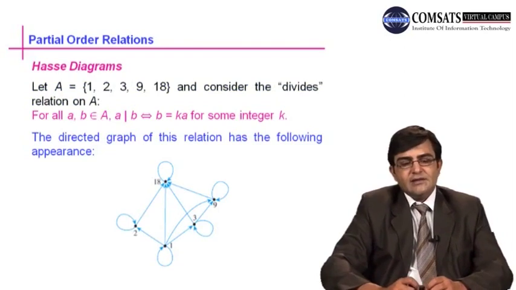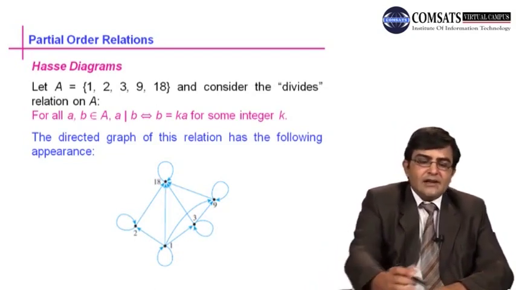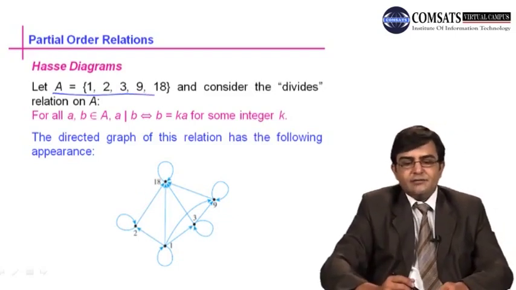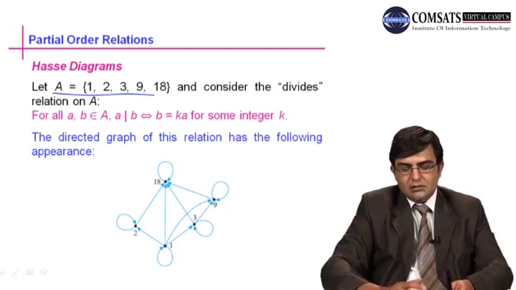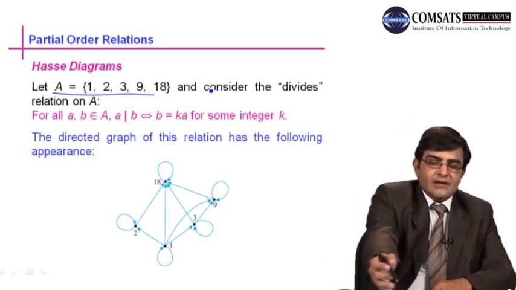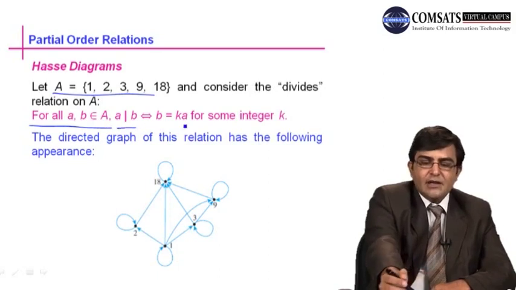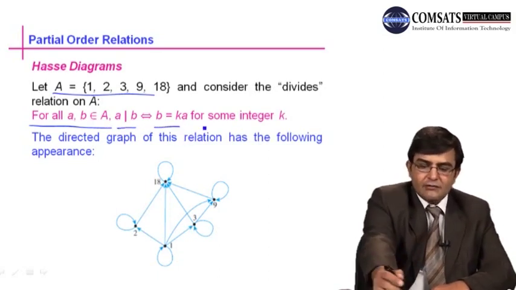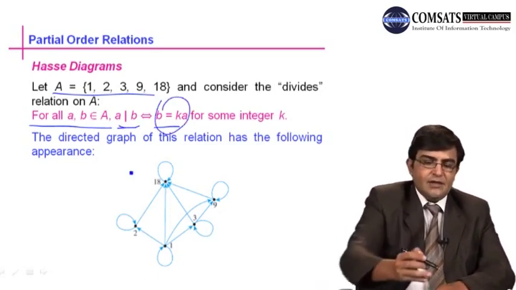How do we construct the Hasse diagrams? We construct these diagrams for partial order relations. Let A be the set {1, 2, 3, 9, 18} and consider the divides relation on A. We know that we can prove this divides relation is a partial order relation. We define it as follows: for all a, b belonging to A, a divides b if and only if b is equal to ka for some integer k.